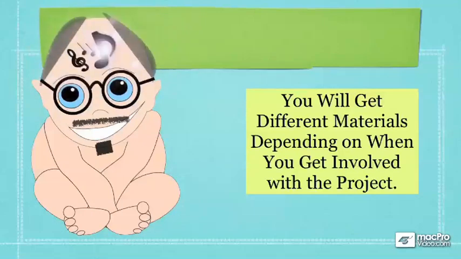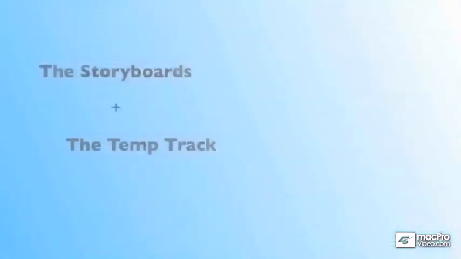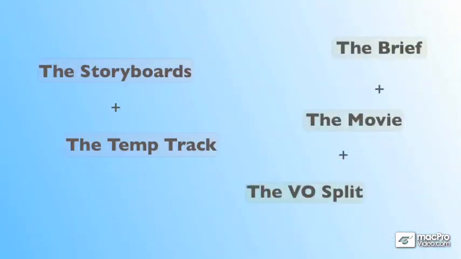In reality, you'll probably only get a couple of these materials. For example, you might be given the storyboards and a temp track, or you might be given a brief and a movie and a VO split. Which of these materials you receive or don't receive will pose its own challenges for you as the composer.